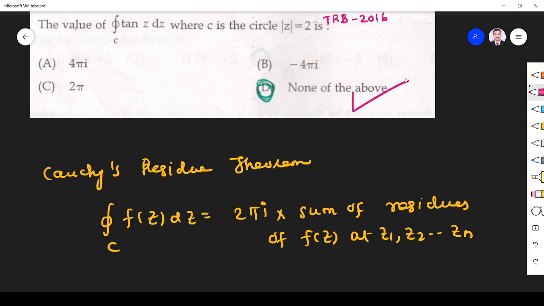I hope you understand all the problems. To explain this, I have taken this much time, but in the exam you can solve it so fast, right?